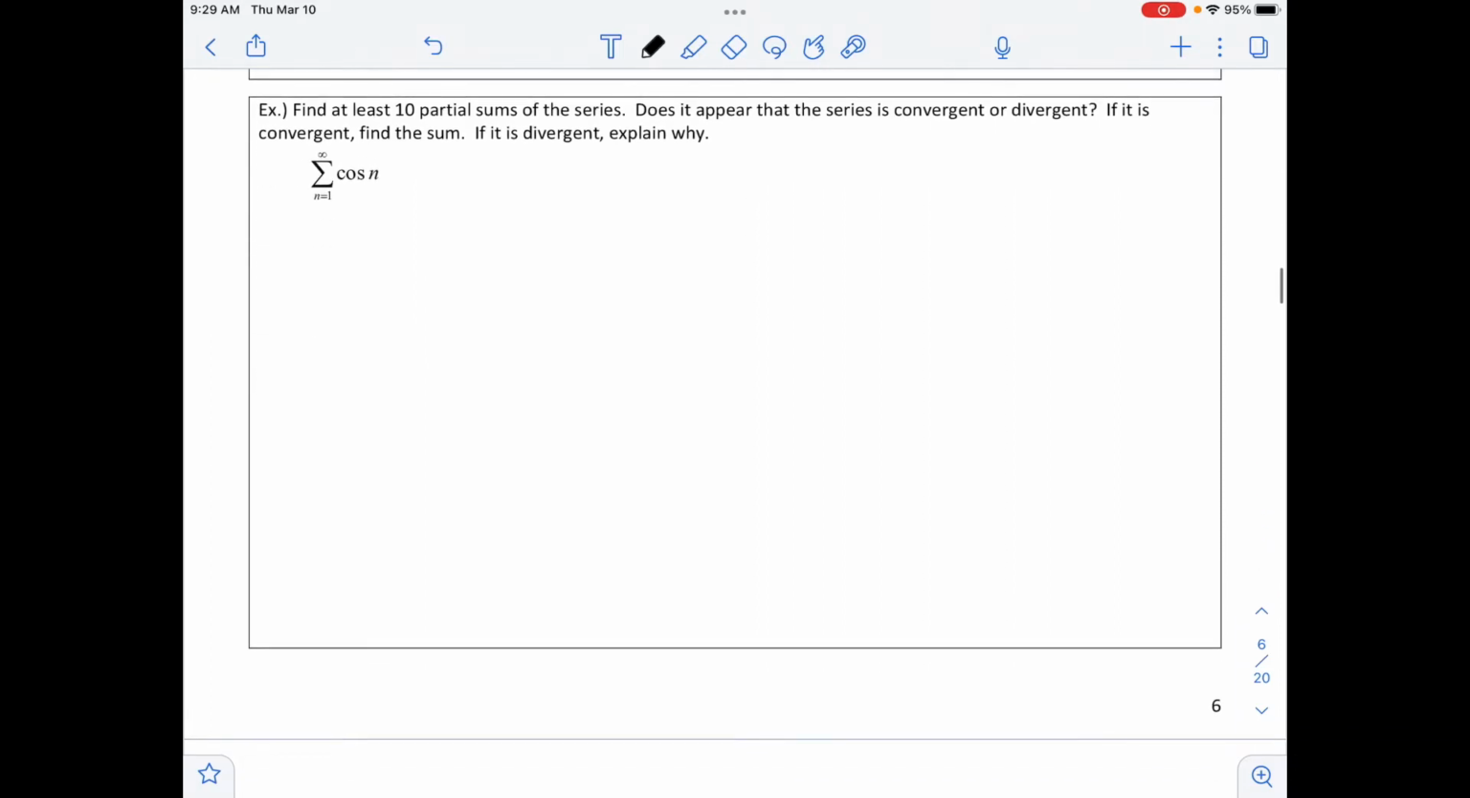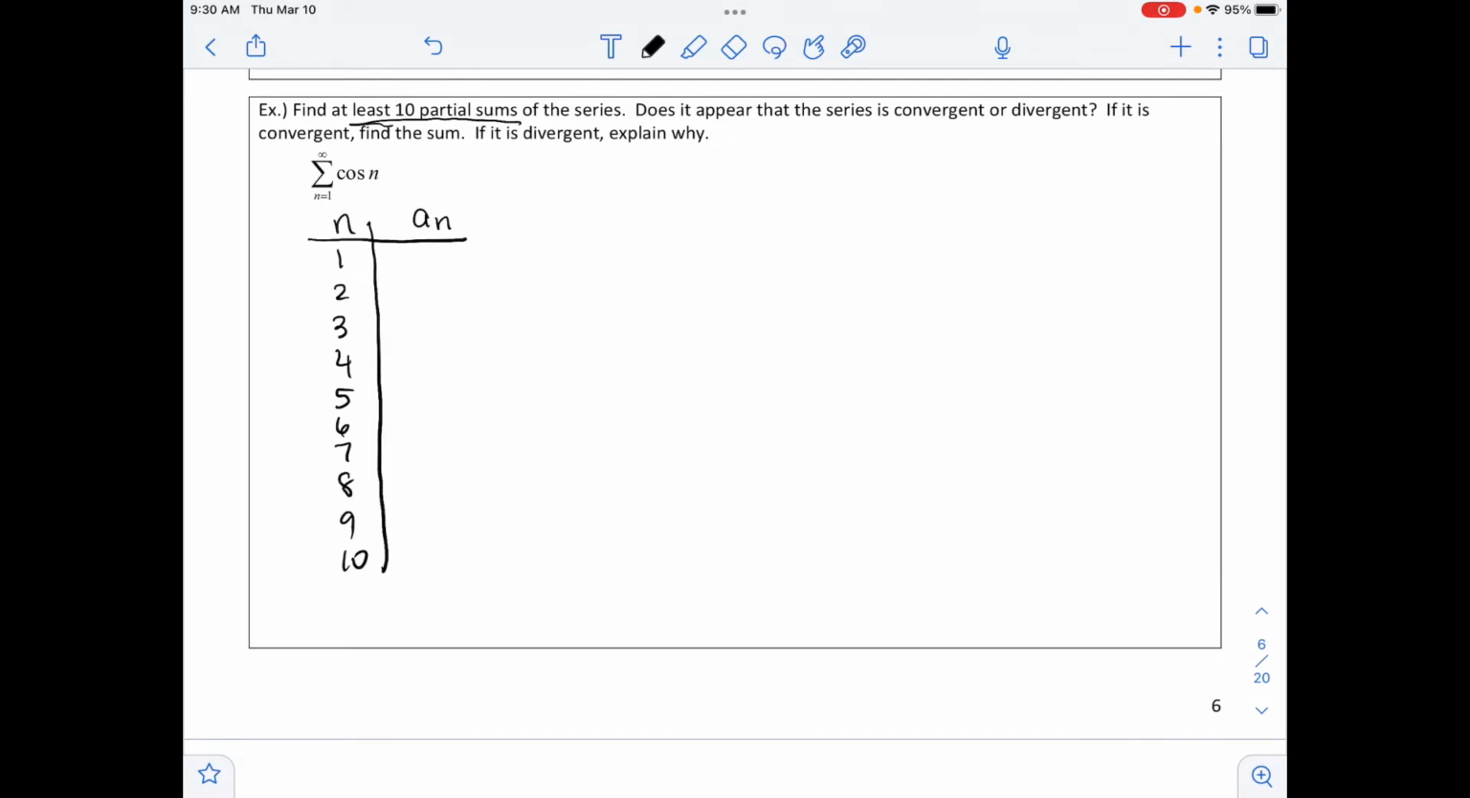And so in order to do this, we need to find at least 10 partial sums. And in order to do that, I have to first figure out what the sequence is and figure out all those terms. So I'm going to need at least 10 values here. And so I have n and I have a sub n. And my a sub n is just cosine of n. So the different values of n that I would be substituting in, I'm going to start with 1 and it goes on to infinity. I'm going to be looking at those first 10 terms.